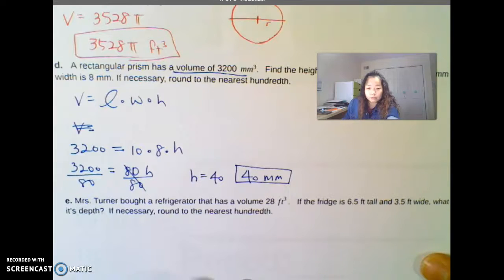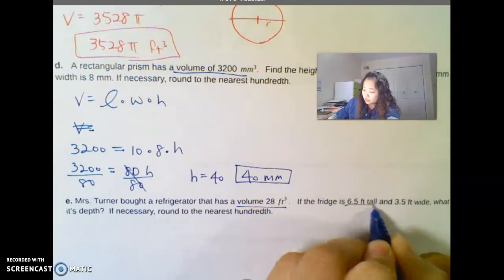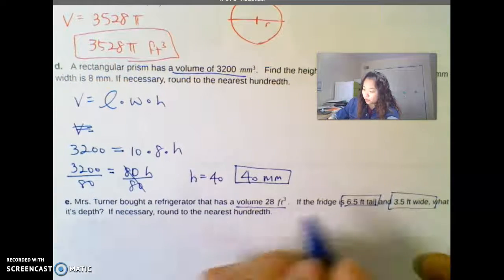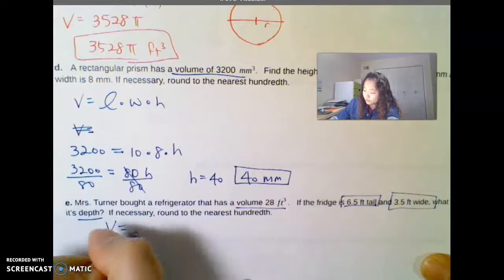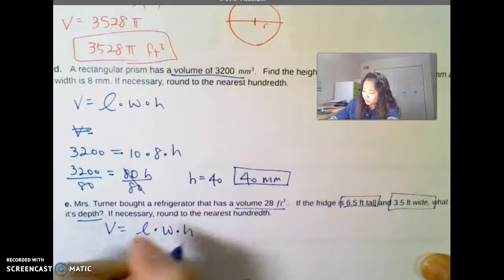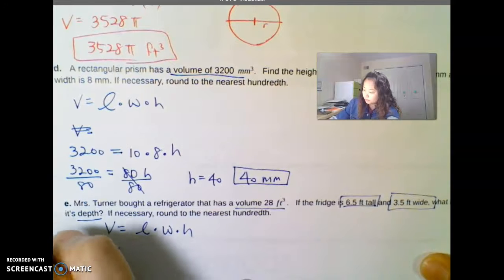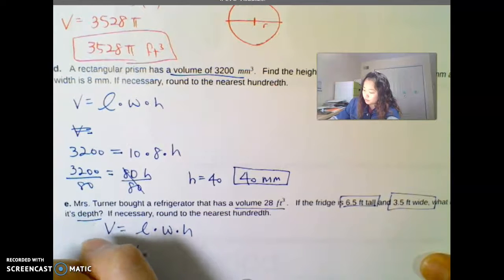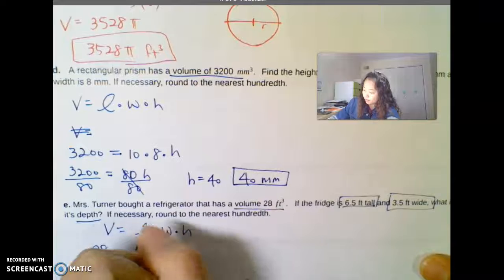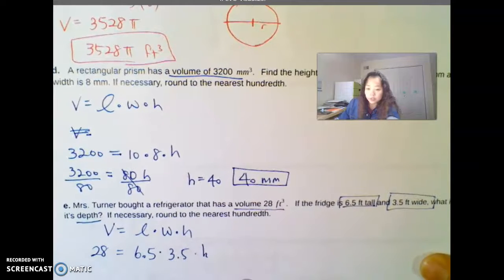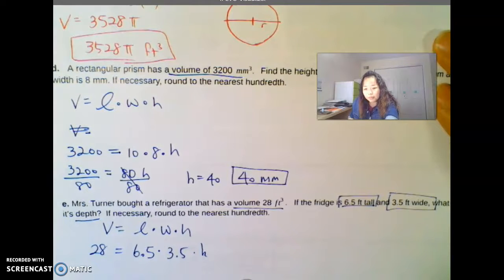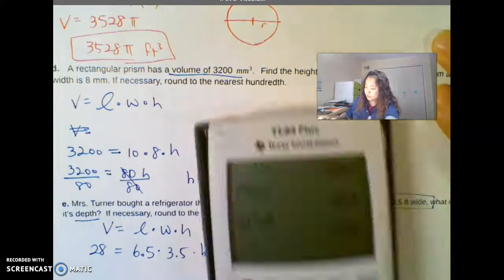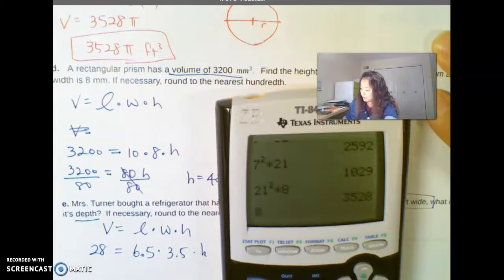Mrs. Turner bought a refrigerator that has volume of 28 cubic feet. The fridge is 6.5 feet tall, 3.5 feet wide. What is the depth? So that's really the rectangular prism, right? Refrigerator would be a rectangular prism. So it'd be 28 for the volume. It is 6.5 tall, 3.5 wide, and depth, I guess that could be h in this case. I mean, the words tall, wide, depth, it's different, but it's really another way of saying the same thing.